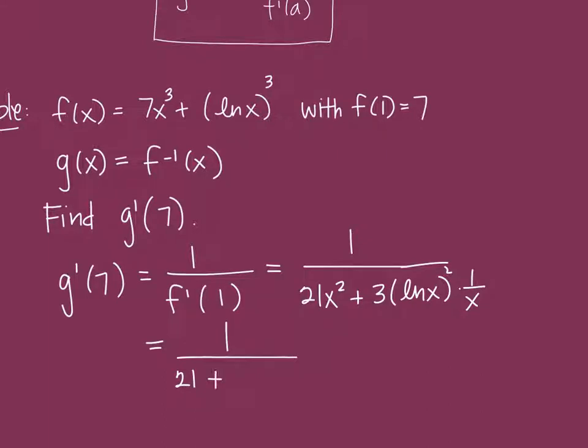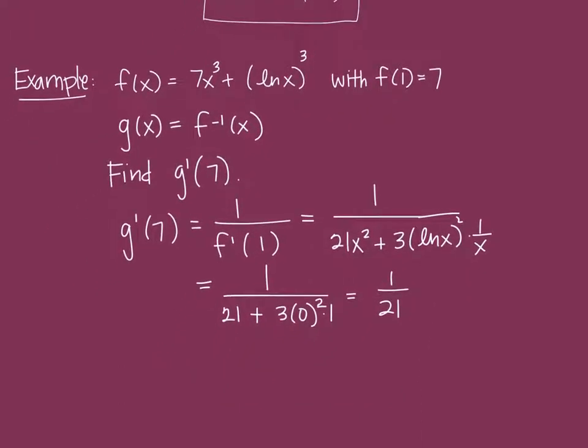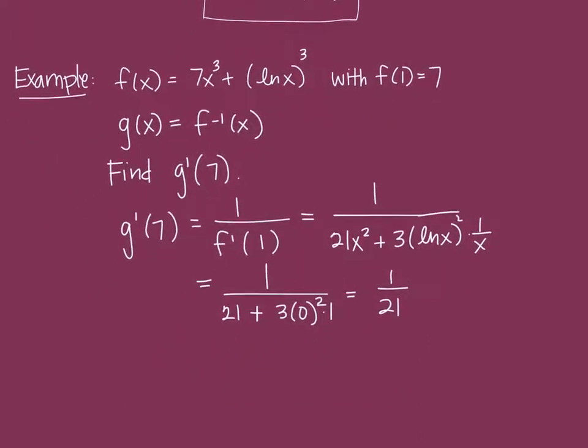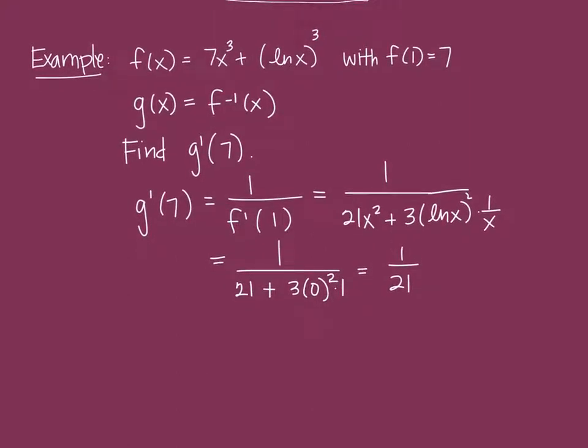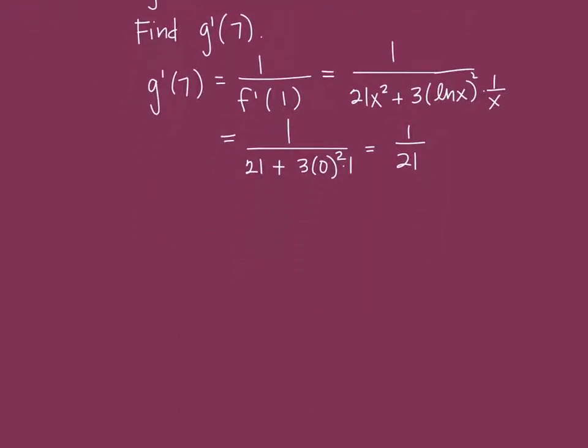21 plus 3 times 0 squared times 1, if we're plugging in 1. So we get 1 over 21. And that's the value of g prime of 7, is 1 over 21. Once you know how to do it, it's really not very hard. Let's try another one.